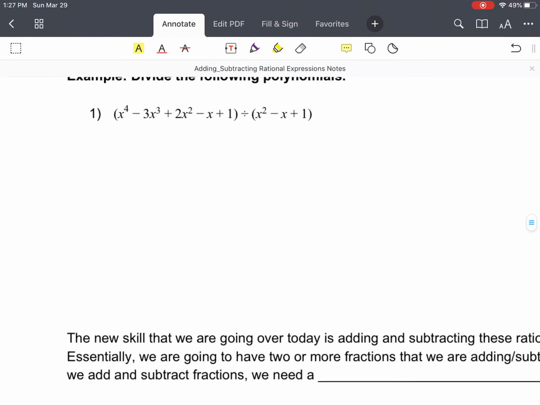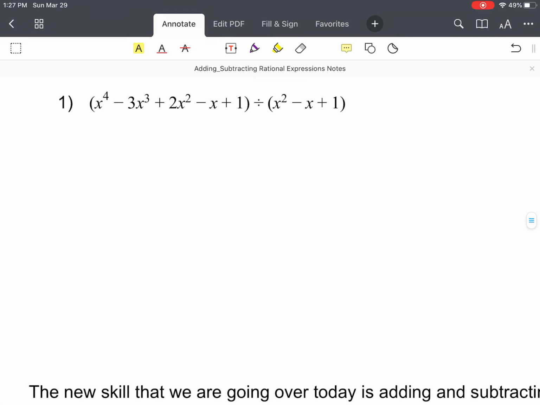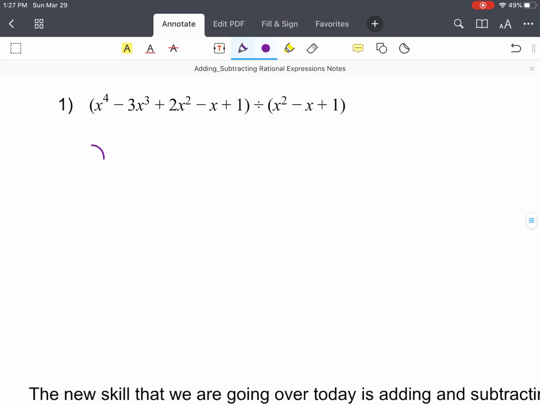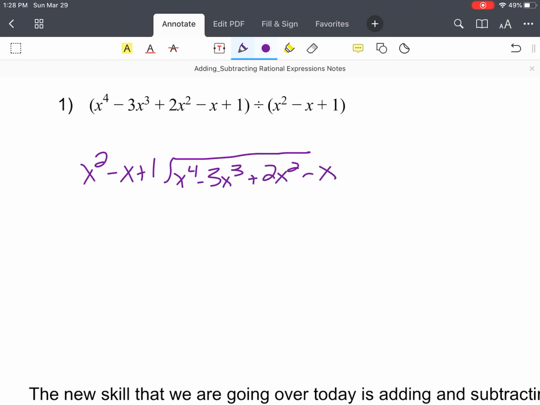So if we're going to do long division, let's zoom in first. Okay, if we're going to do long division, we're going to set up the x squared minus x plus 1 on the outside. On the inside, that's not going to work, is it? Let's try that again. Move it down a little bit more so I have some more room. So x squared minus x plus 1, and then I've got x to the 4th minus 3x cubed plus 2x squared minus x plus 1.